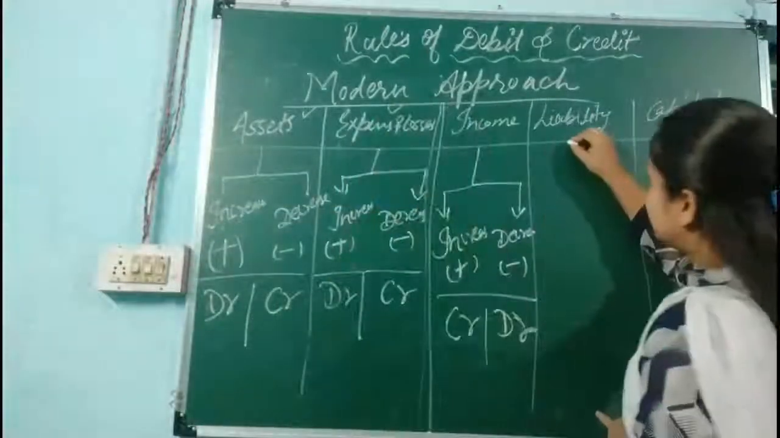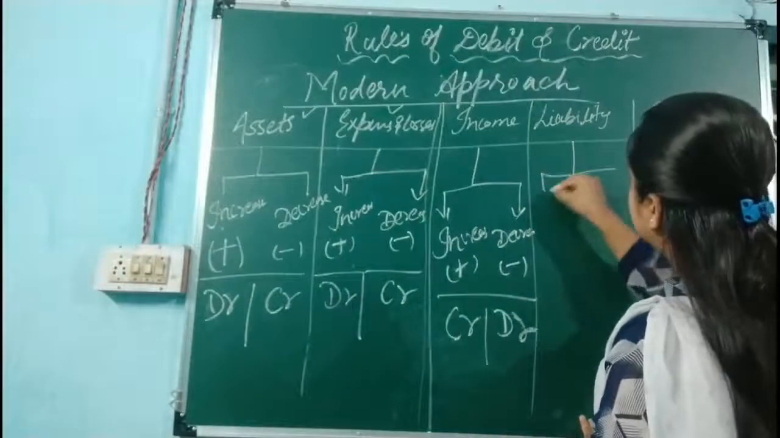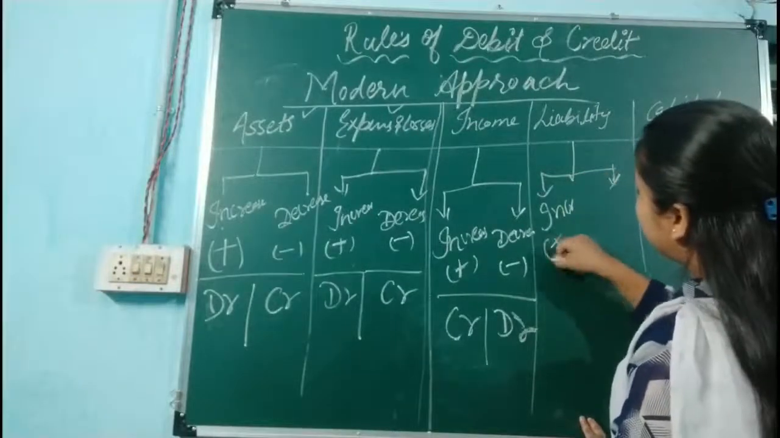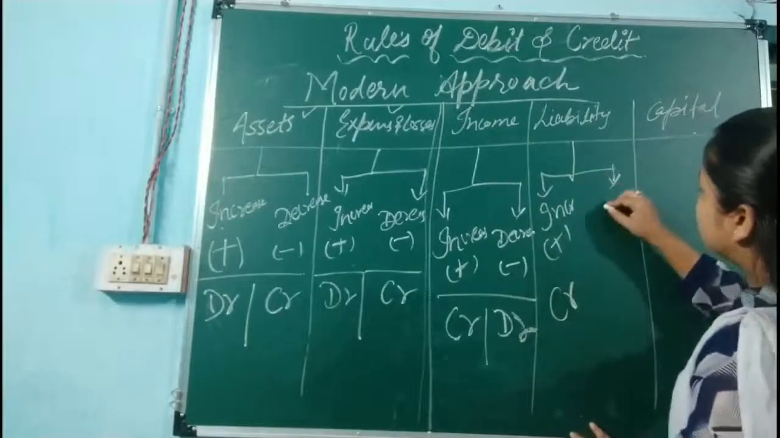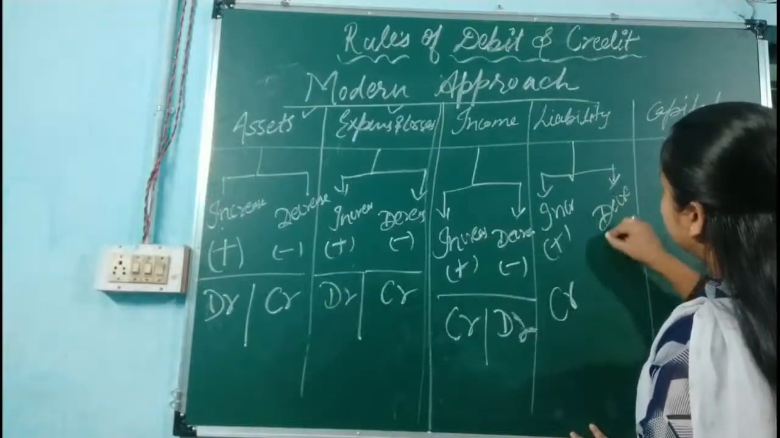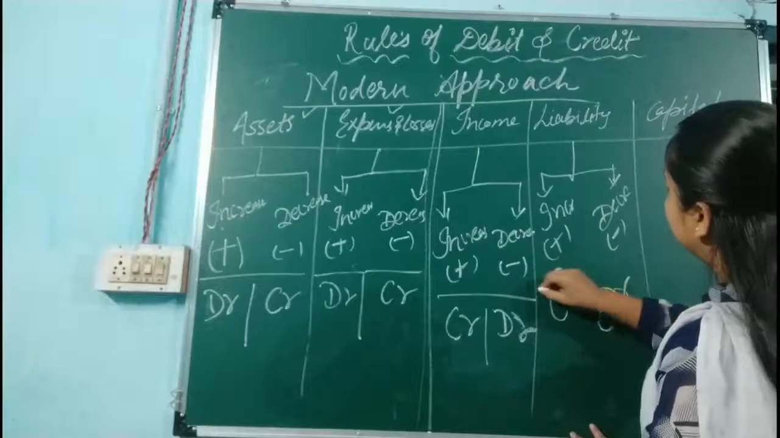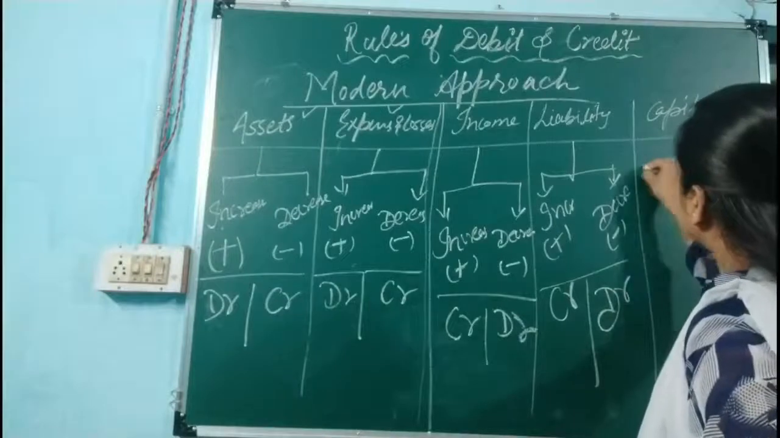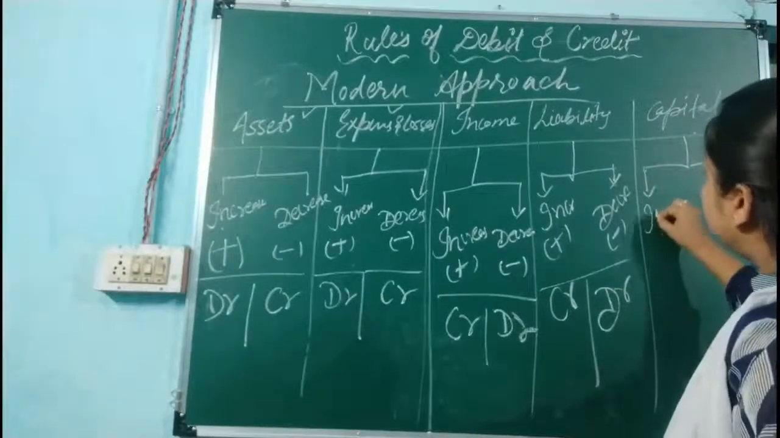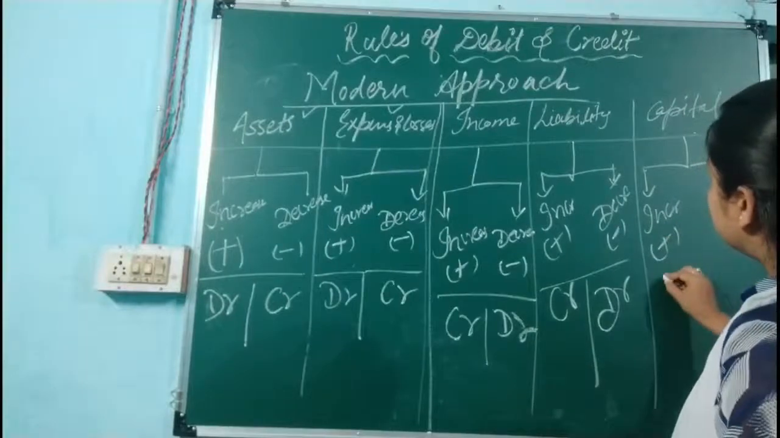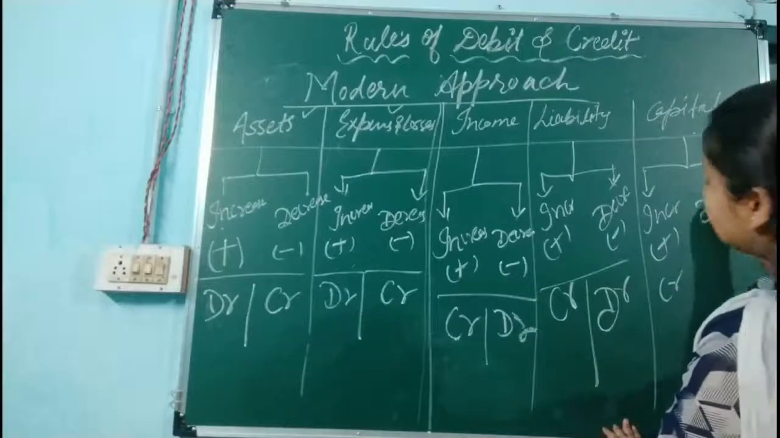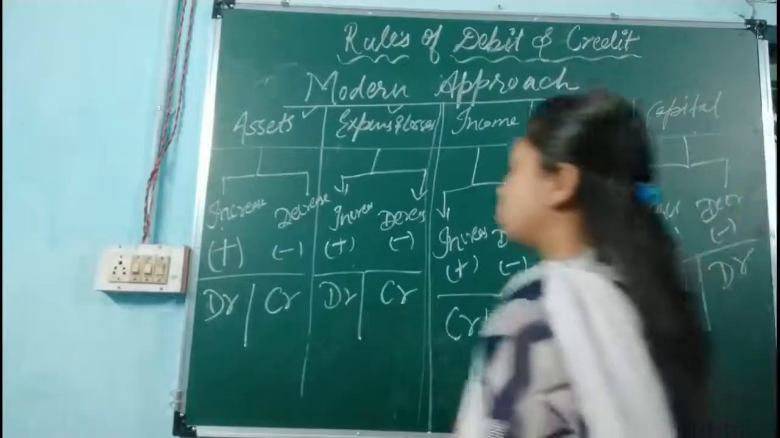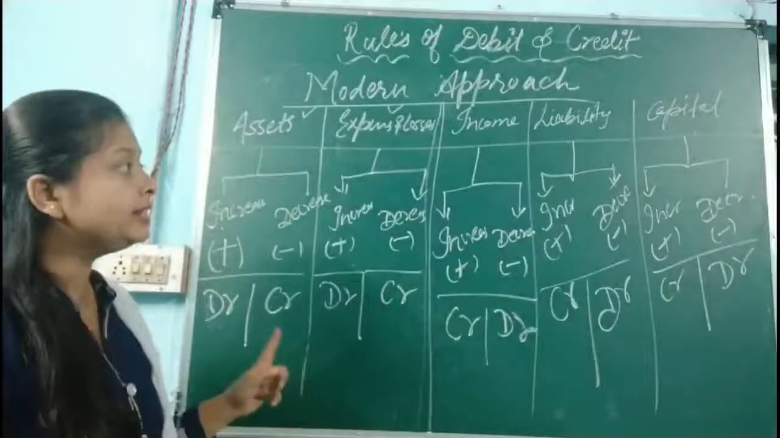Same is with liability also. If there is an increase in liability, plus, the rule says that we have to credit the account, and if there is a decrease in liability, minus, debit we have to write down. In capital, the same rule applies: increase, plus, credit we are going to do; decrease, minus, debit we are going to do. I just hope that all these accounts are clear to everyone.